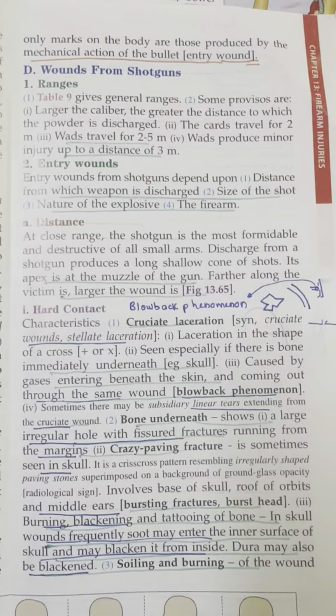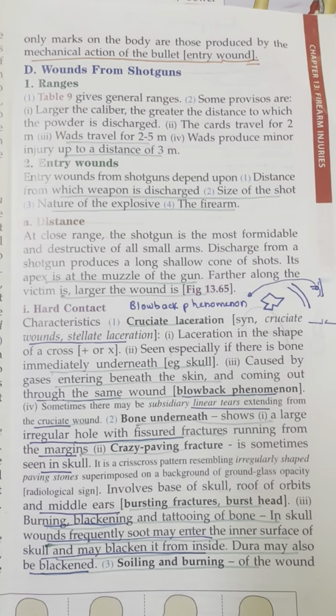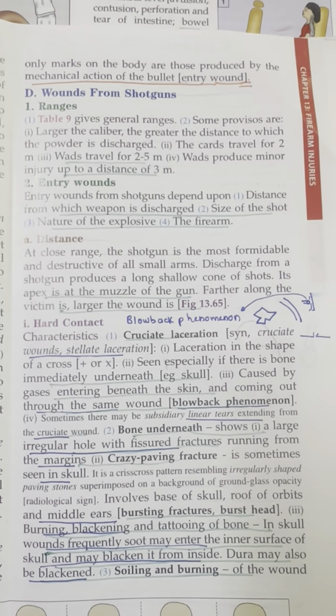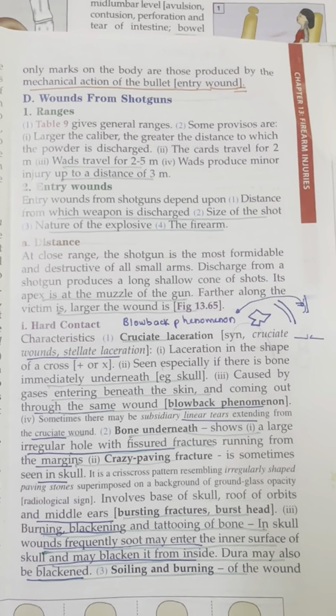Wound from shotgun. Larger the caliber, greater the distance to which the powder is discharged. Card travels for 2 meters. Wad travels for 2 to 5 millimeters. Wad produces minimal minor injury up to a distance of 3 meters.